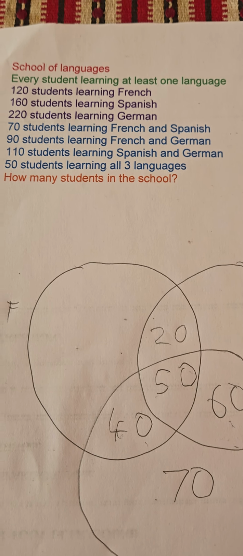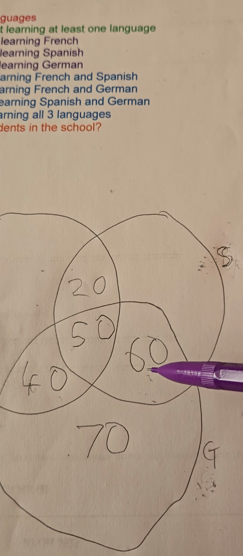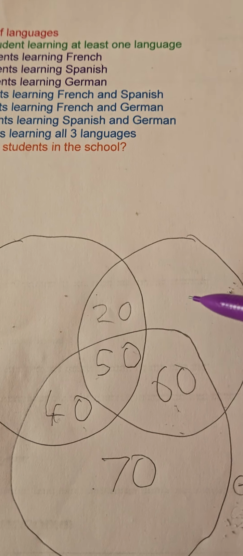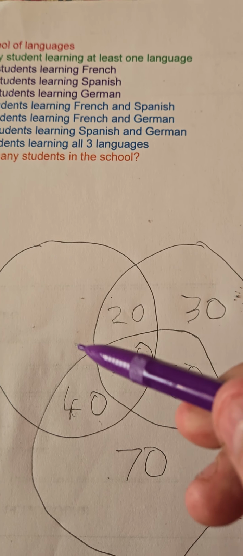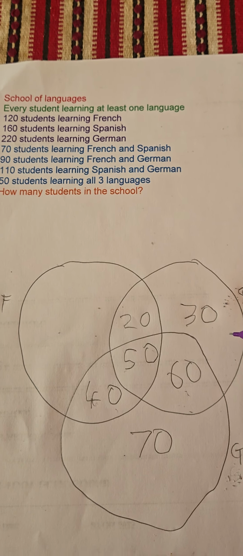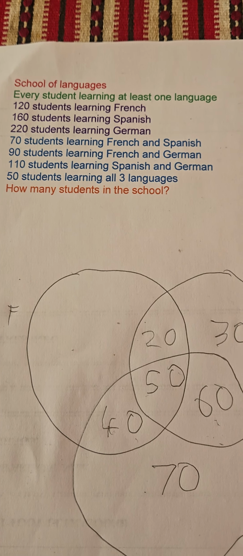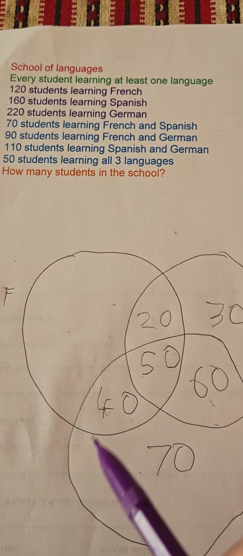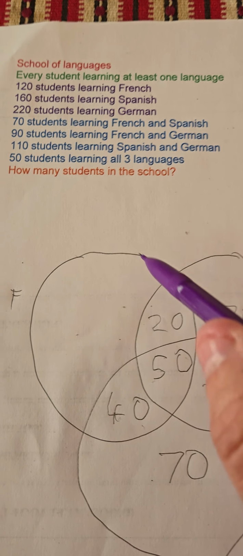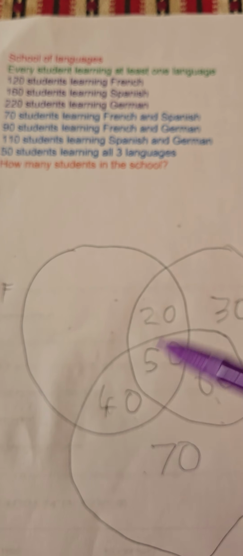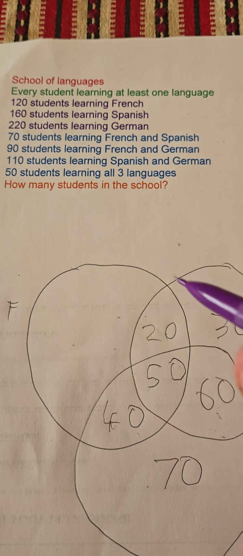That sounds good. 160 are learning Spanish, so that's 70 plus 60 is 130, which means we need another 30 over here. So all these numbers here add up to 160. That's how many are learning Spanish. And 120 are learning French. These numbers add up to 110. See, everyone in the circle is learning French. So if there's 110 in these parts, we need another 10.